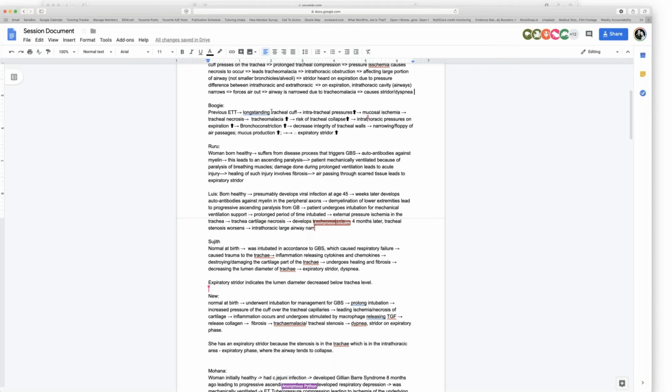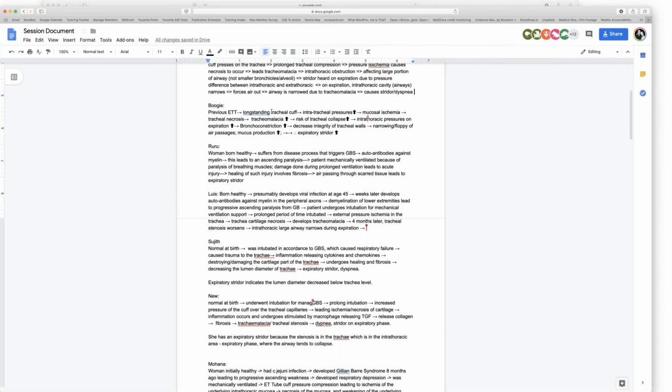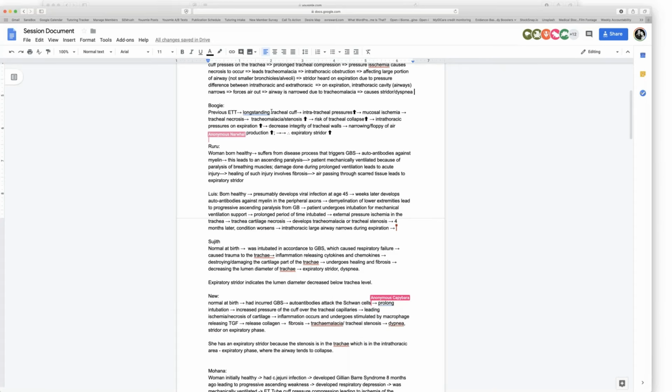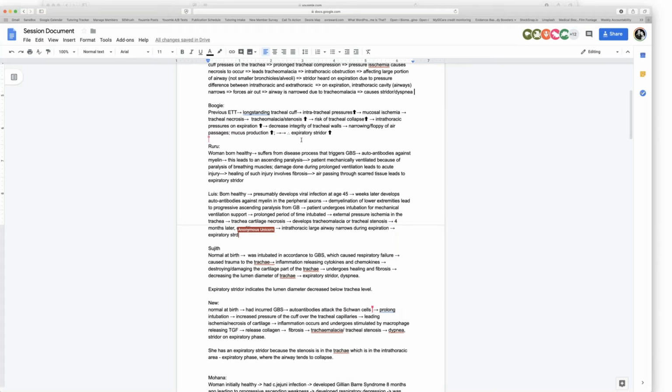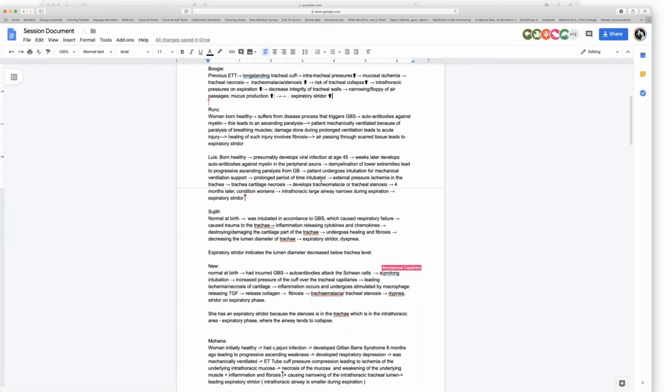So long-standing tracheal cuff, intratracheal pressures. Good. Yeah, mucosal ischemia, tracheal necrosis, good. Tracheomalacia, yeah. I don't know if it's necessarily tracheomalacia. This is either tracheomalacia or tracheal stenosis. We don't actually know. Trachea collapses, symptomatic pressures on inspiration or bronchi. Again, it's not bronchoconstriction. Constriction means there's actually something constricting, like muscles that are contracting. That's not true. You're not contracting the bronchial muscles. You are compressing them. They're collapsing because of an increase in external pressure. So decreased integrity of tracheal walls, floppy airways. Yeah, maybe some mucus production, but really it's expiratory stridor. Good. That's good. Yeah, perfect.